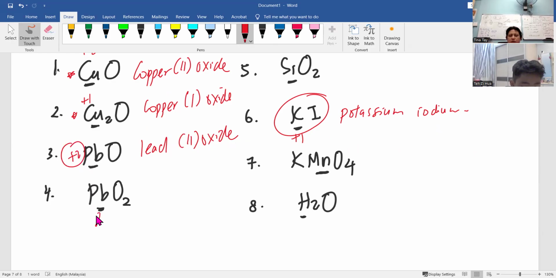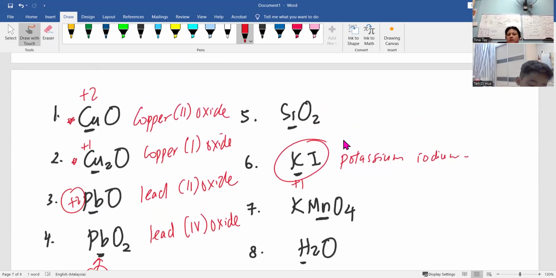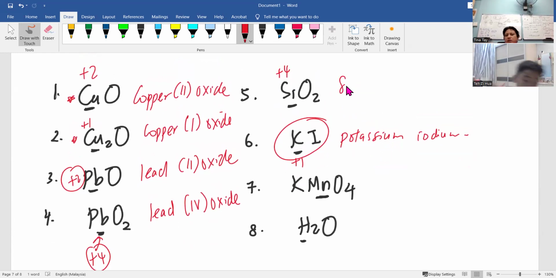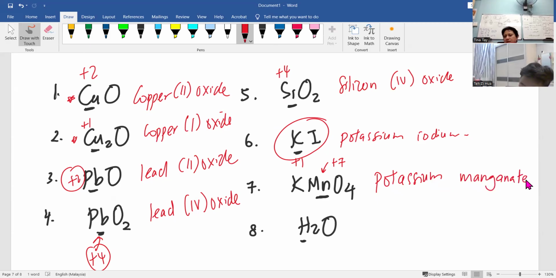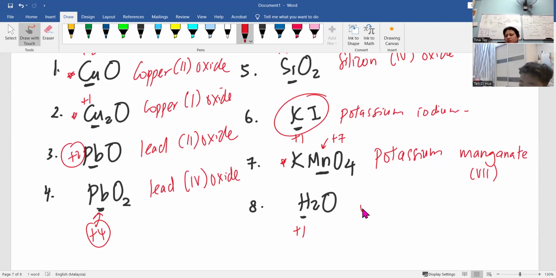This one is lead 2 oxide. Oxidation number is positive 2. This one is positive 4. So this is lead 4 oxide, correct? This silicon is positive 4. This is silicon 4 oxide, otherwise known as sand. What is the number here? Positive 7. So this is potassium manganate 7. This is going to be your best friend. This one, hydrogen is positive 1, it's just water.